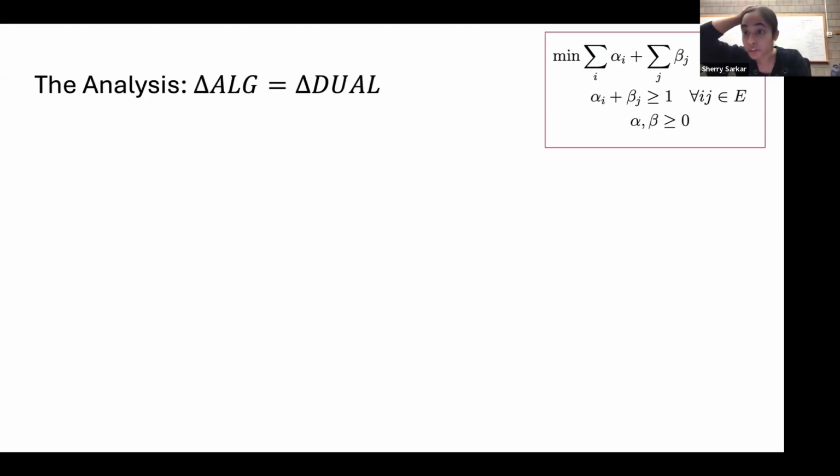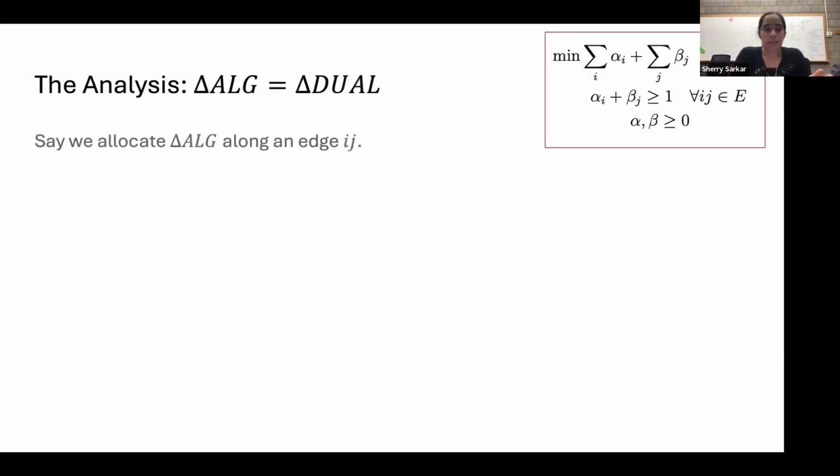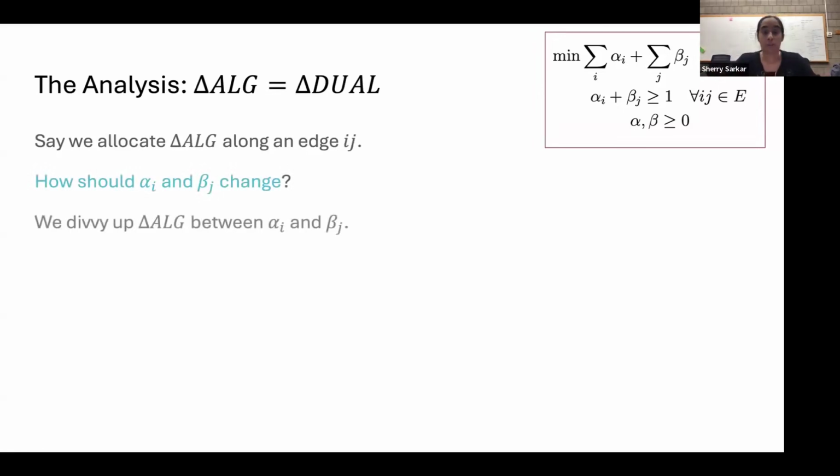Okay, so we wanted two desirable properties, right? The first part's going to be really easy. Say in our water filling algorithm, we've allocated delta to an edge ij. What dual variable should we change? Maybe alpha i and beta j. And so the question is, how should alpha i and beta j change? We're going to have to divvy up delta among alpha i and beta j.